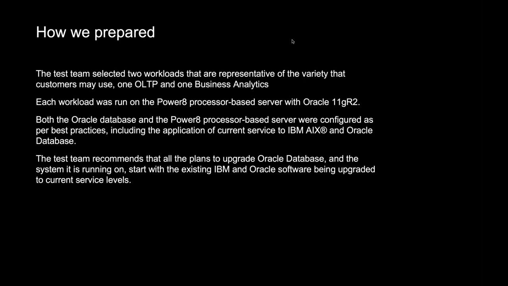So one of the things we did before we started the project is we made sure we had AIX up to current levels. We made sure we had 11GR2 up to the most current levels. And that's one of the things we really want to encourage in the course of this material: when you're preparing for upgrades, get yourself on current software levels. It'll make your life easier in terms of support from both IBM and Oracle.